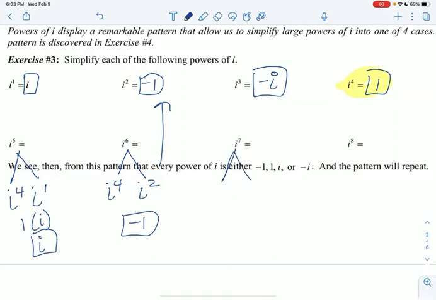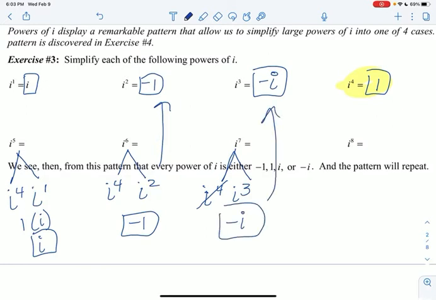i to the seventh, I'm going to break down to i to the fourth times i to the third, because i to the fourth equals 1. Basically, ignore the i to the fourth. I know it equals 1. i to the third equals negative i. So see how these just keep repeating. And i to the eighth is really just i to the fourth times i to the fourth, and each of those is 1. So this pattern just keeps on going on and on and on.